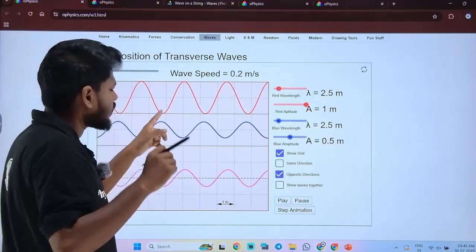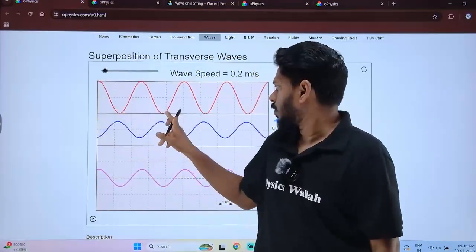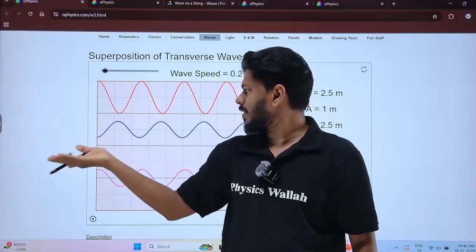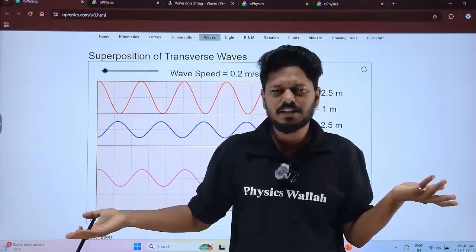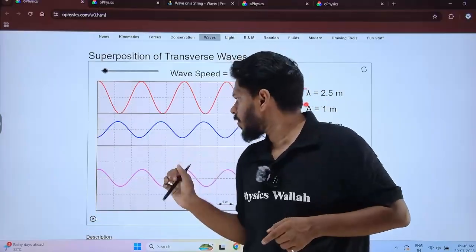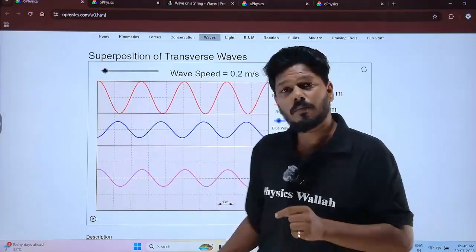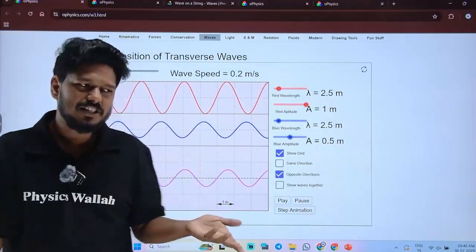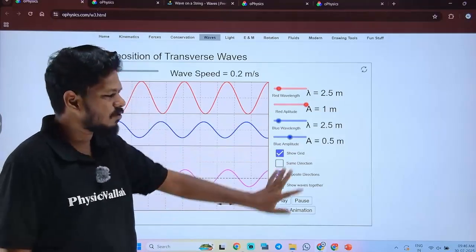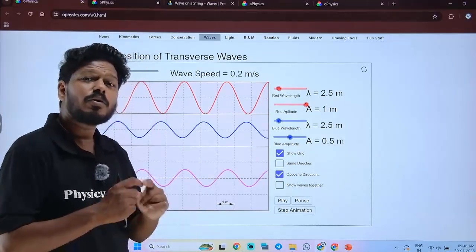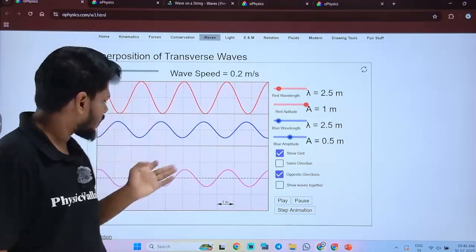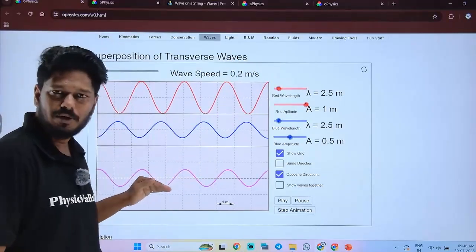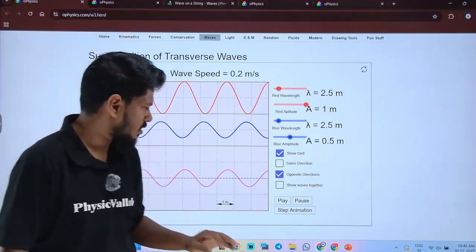If I talk about this wave, one is 1 in backward direction, 0.5 in forward direction. What will be the resultant? A1 minus A2, right? So we are going to get 0.5 in this direction. Are you able to understand? So interference is still possible even if the amplitudes are not the same, but we won't get complete brightness and complete darkness. Here we are not getting 0 amplitude, right? We are going to have some result.